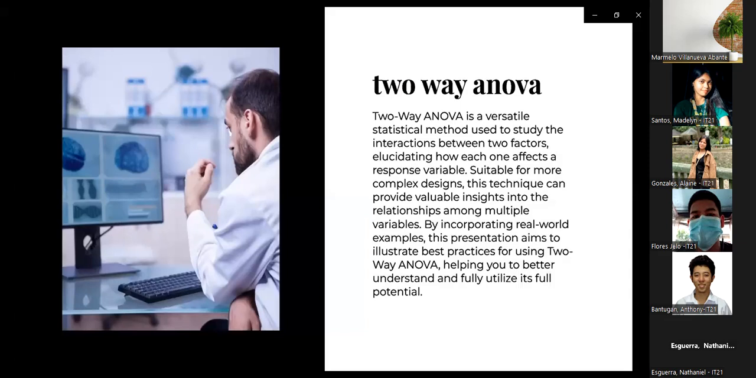It is also a versatile statistical method used to study the interactions between two factors, elucidating how each one affects a response variable. Suitable for more complex ideas, this technique can provide valuable insights into the relationship among multiple variables. By incorporating real-world examples, this presentation aims to illustrate best practices for using two-way ANOVA, helping you to better understand and fully utilize its potential.